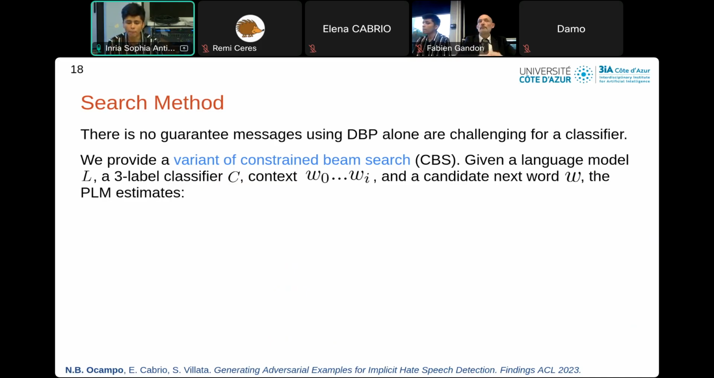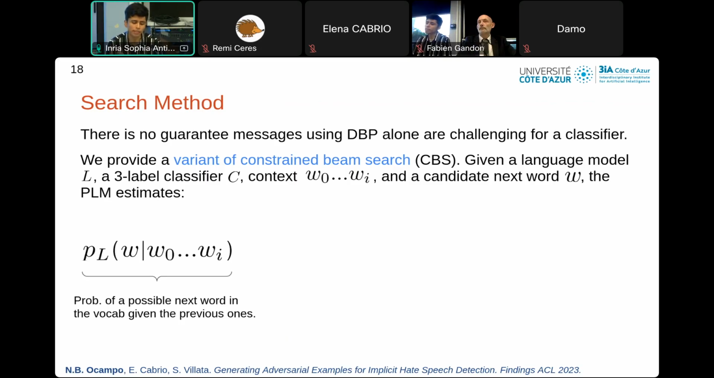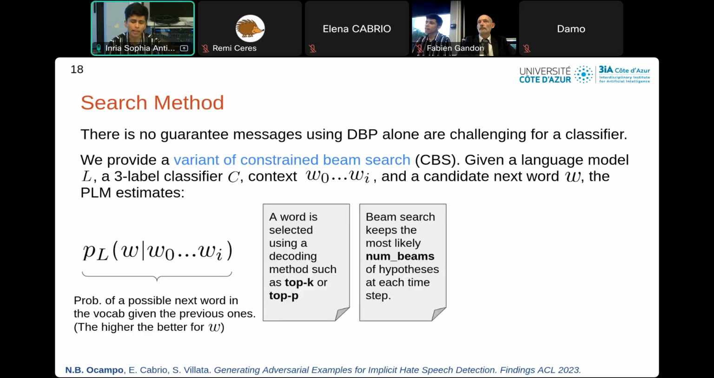So we propose a variant of beam search, which is called constrained beam search. We're given a language model, a classifier, a certain context from W0 to Wi, and a candidate next word. Normally, LLMs work in this way: they calculate the probability of the next word given the context. The higher the probability, the better for the candidate word to be selected. This probability is calculated for all the words in the vocabulary, and you select the top K words or the top P words from the vocabulary.